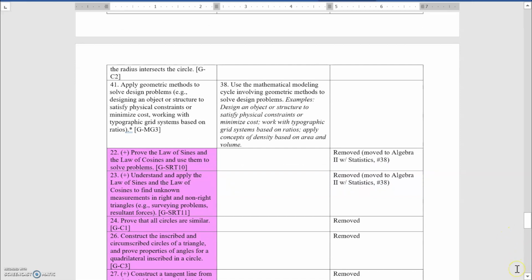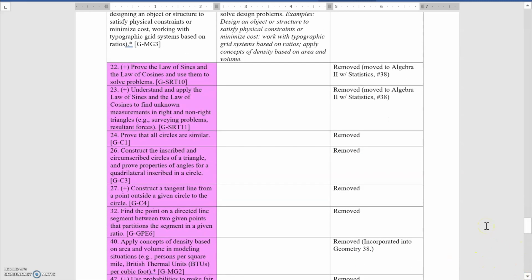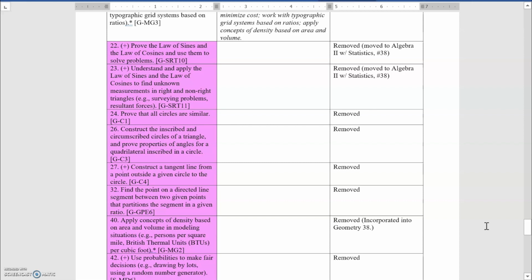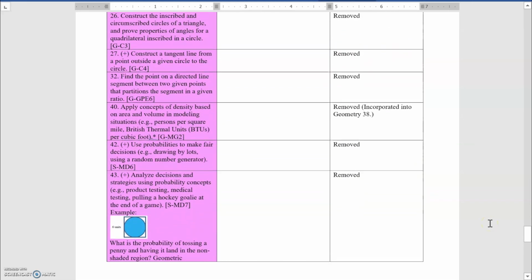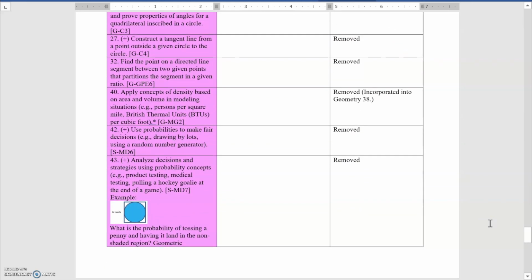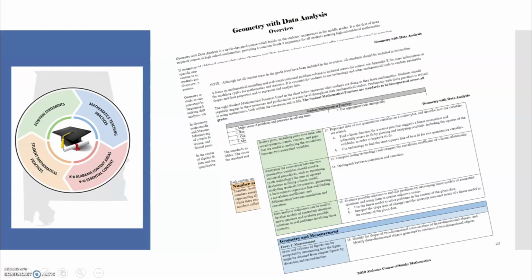So when you're trying to look at your pacing guide, you're trying to look at your curriculum, you're beginning to integrate the stats and all of the new standards, remember that there have been some standards taken out. You will no longer be having to prove the law of sines and cosines or working with those to solve triangles. Another big piece that's been taken out is the concurrent segments within a triangle, some of the constructions. And anything dealing with probability was taken out as well and put into Algebra 2. This document, both highlighted and unhighlighted, will be in Canvas.